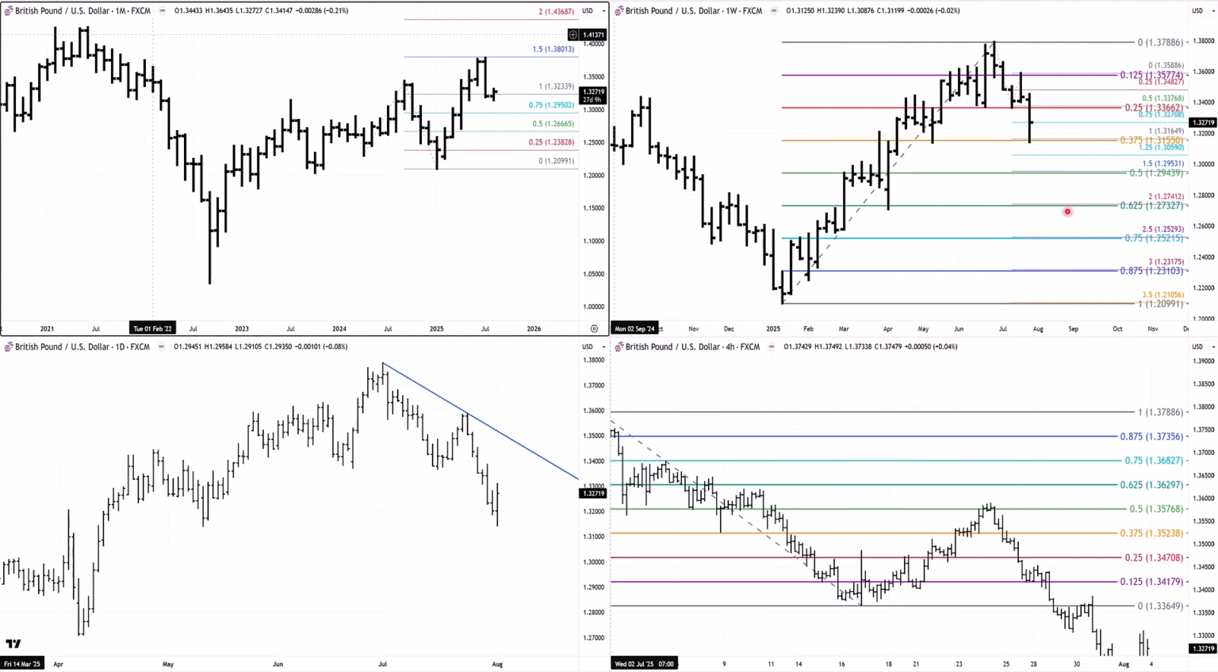A run down to 127 on the pound. Maybe there's a little bit of a rally first, maybe up to this trend line here, and then a run down to 127, then a run up to 143, and then a proper pullback. However, that's a few steps ahead.